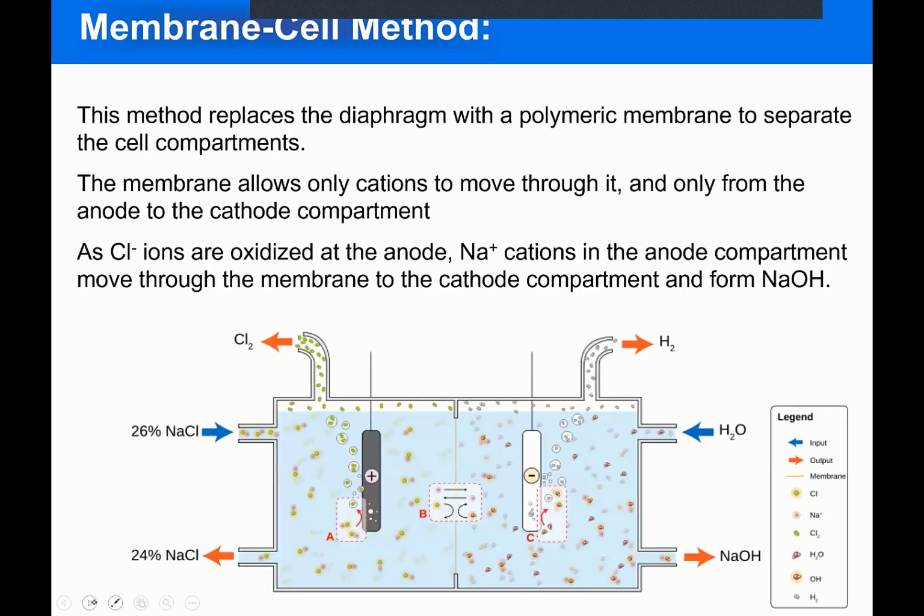The whole advantage of this method is replacing asbestos with polymeric membranes as separators between cell compartments, avoiding the health hazards of asbestos. And it's also advantageous in the efficiency of membranes of allowing cations only to move through. So it's going to allow cations only to move from the anode to the cathode compartment. So it avoids production of a lot of contaminants because of mixing products.